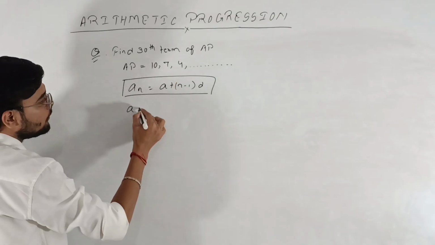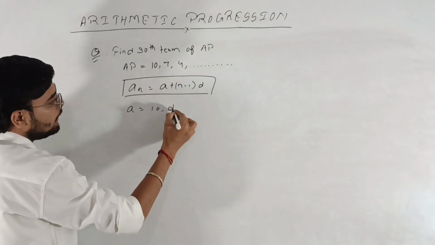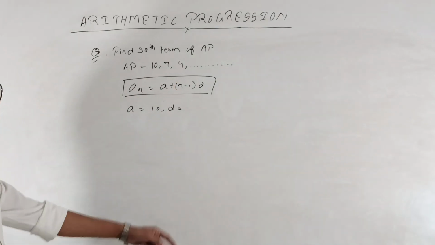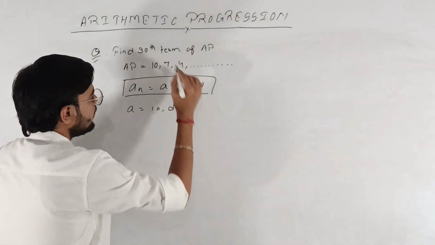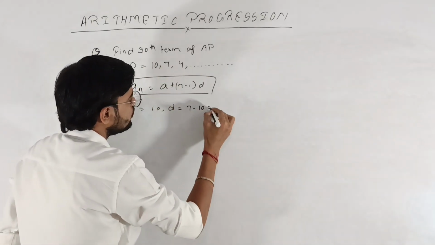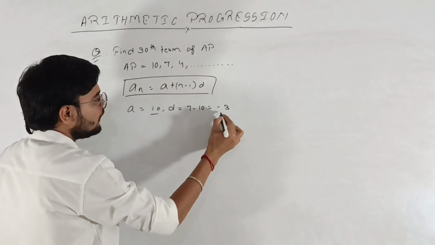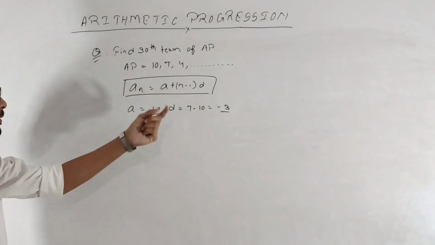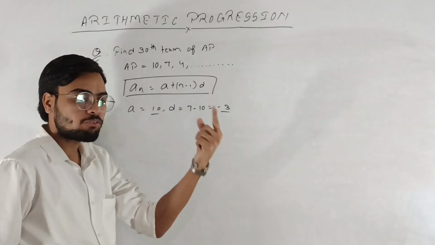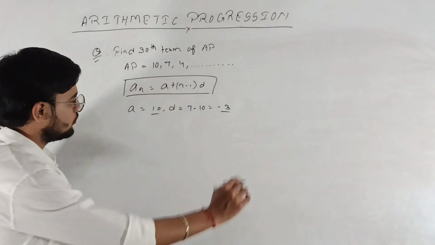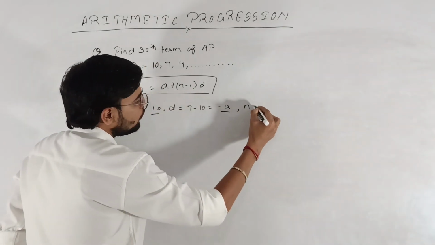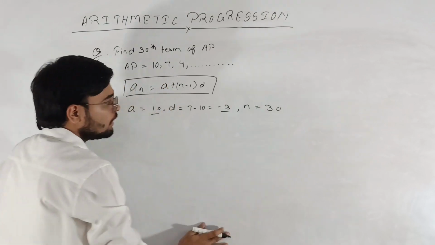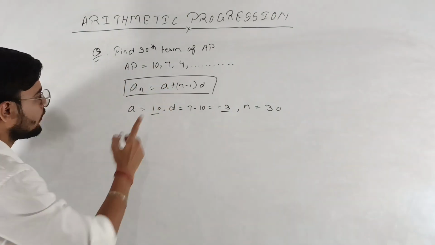From this AP, a is the first term, that is 10, and d is the common difference, which is 7 minus 10, which is minus 3. So we have a = 10, d = minus 3, and n also. n means which term we have to find. So we have to find the 30th term, so here n is 30.